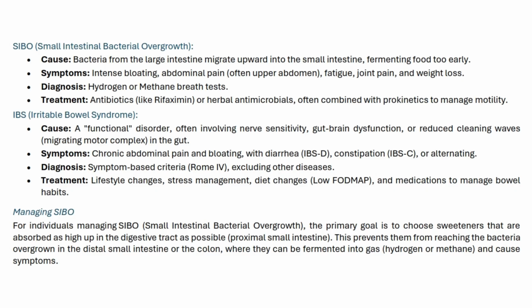For individuals managing SIBO, it is crucial to select sweeteners that are absorbed early in the digestive tract, specifically in the proximal small intestine. This approach minimizes the risk of these sweeteners reaching the overgrown bacteria in the distal small intestine or colon, where they could be fermented into gas, exacerbating symptoms.